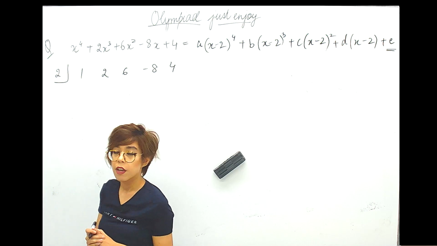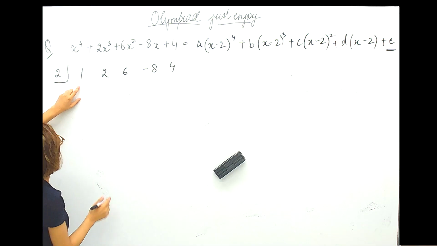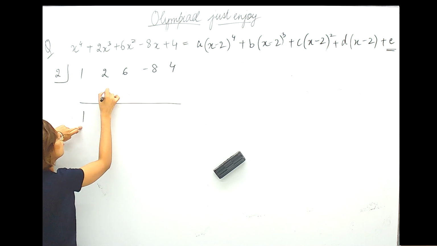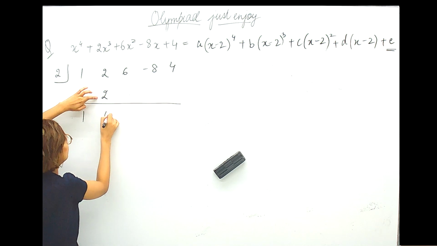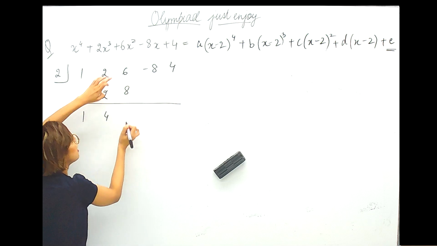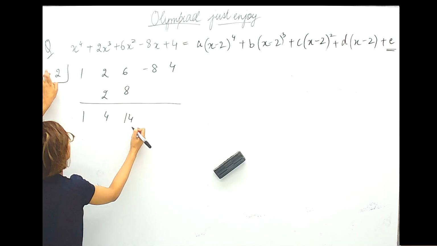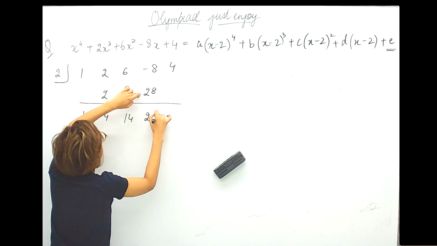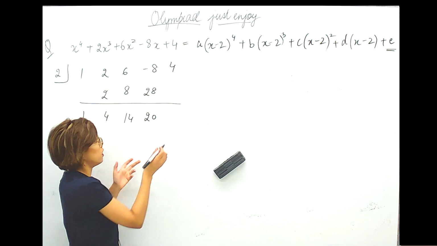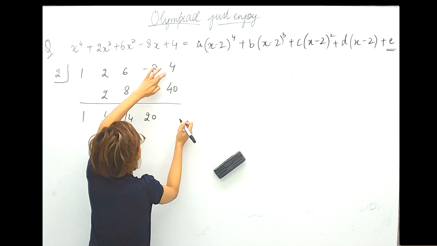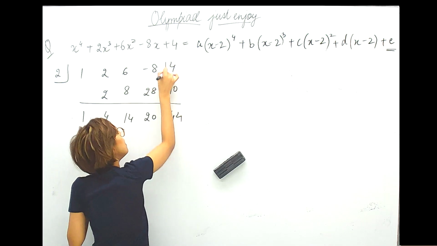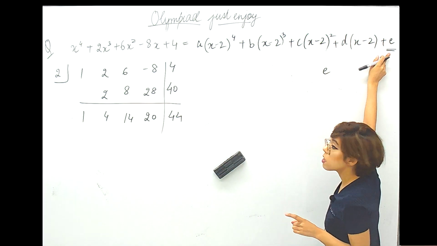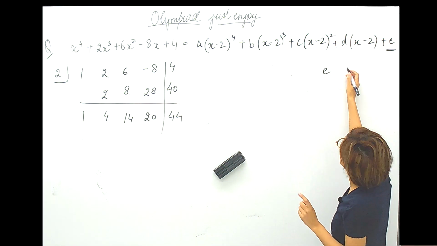Done? Right. So this 1 as it is, right? 2 into 1, that is 2. So add करेंगे 4. 2 into 4, that is 8. Add करेंगे 14. 2 into 14, that is 28. Add up, that is 20. And that is 40. So this is 44. The remainder turns out to be 44. So E, that was the remainder. E turns out to be 44.